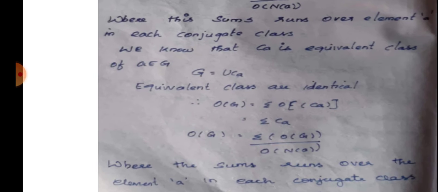So now the equivalence classes are identical. Now from this we can show that the order of G, the number of elements of the group G, is nothing but the sum of the number of elements in the conjugate classes C(A) of all the elements A, where A runs over the elements of the group G, summing over each conjugate class. Thus we have proved that the order of G is equal to the summation of order of G divided by order of N(A).